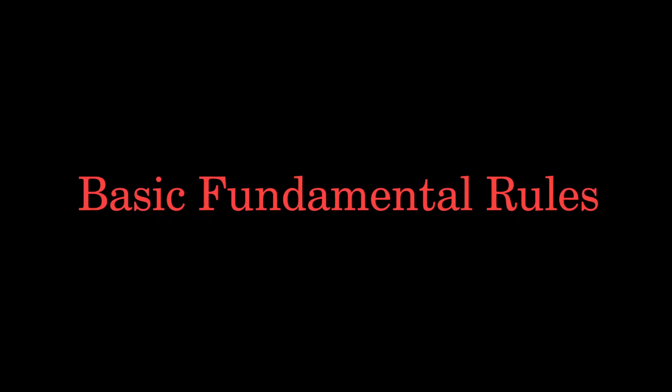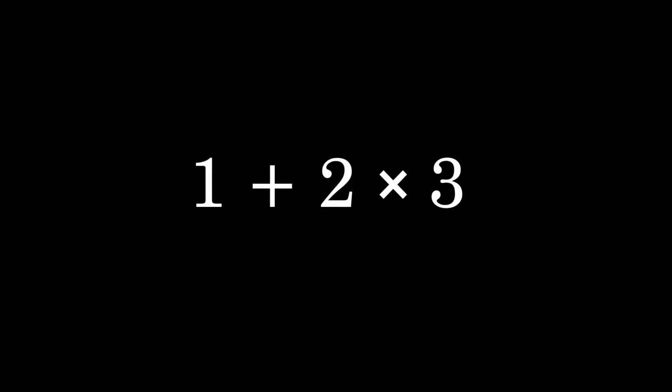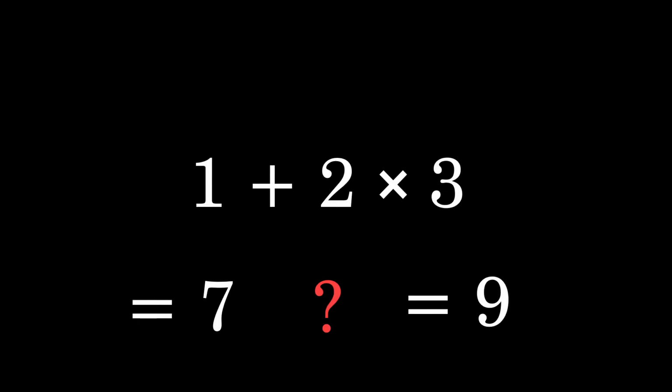Let's suppose you had to solve 1 plus 2 times 3. Simple enough. Which of these would you operate first though? Is the answer 7 or is it 9? How do we know? Take a moment to think about it. Does it make sense to add or multiply first?